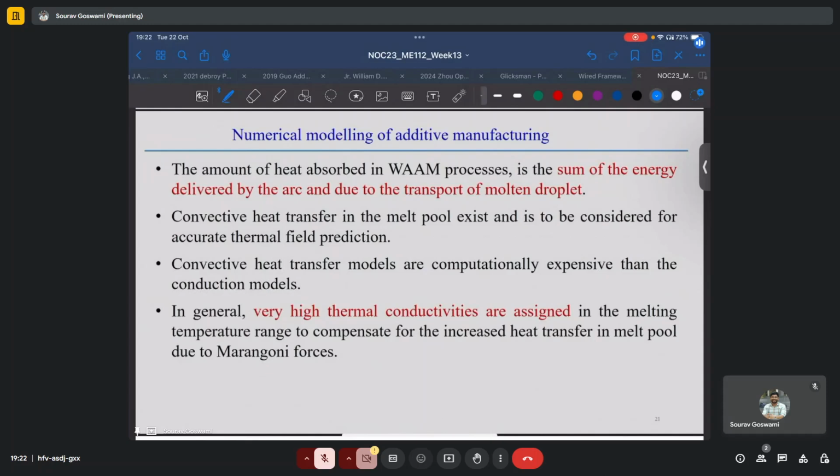However, convective heat transfer models are computationally far more expensive than the conduction models, and to offset this, generally, very high thermal conductivities are assigned in the melting temperature range to compensate for the increased heat transfer in the melt pool due to Marangoni forces. So these are just some, say, workarounds or some approximate methods which enable us to capture the realistic physical phenomena without really increasing the computational complexity or cost.